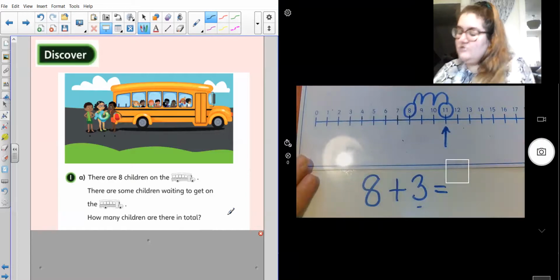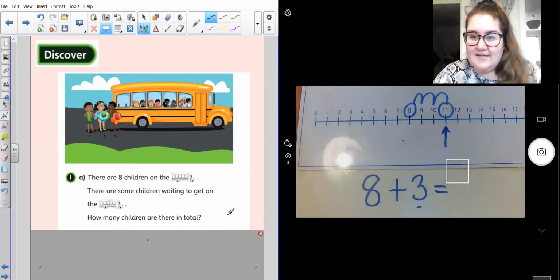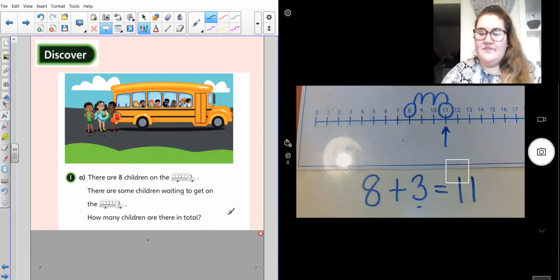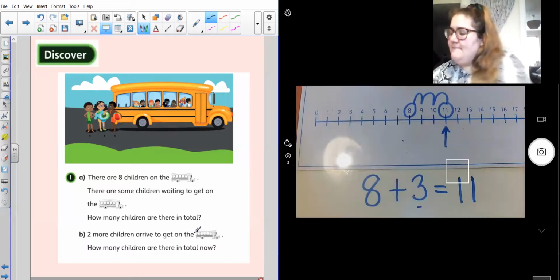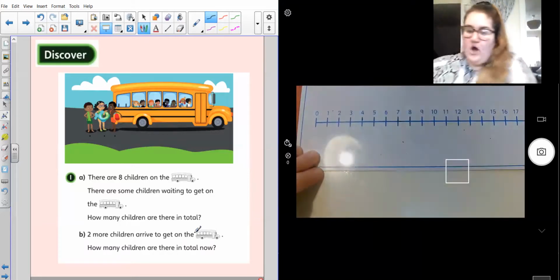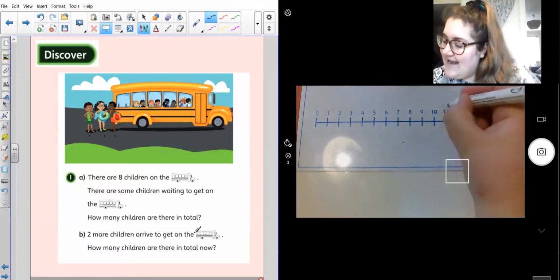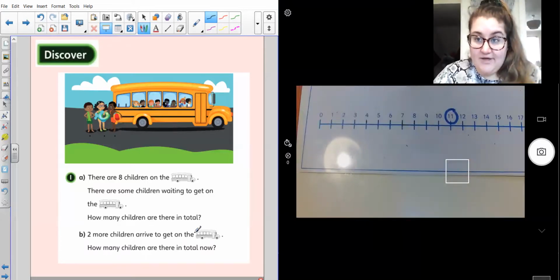And can you tell your grown-up, where did you land? Where did you land? You started at 8, you added 3 more, and you landed at the number 11. So we have solved question 1 and I've used my number line to help me. Okay, the second part of the question. 2 more children arrive to get on the bus. Okay, so at the moment, we found the whole, didn't we? And we said that there are 11 children altogether.